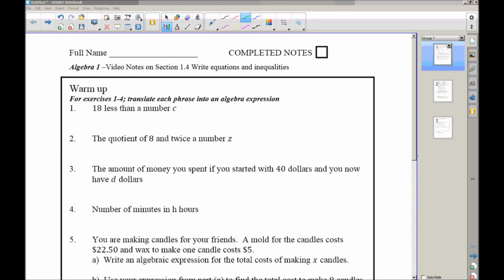Hello, welcome to section 1.4, Write Equations and Inequalities. As always, you need to do the warm-up before you start the notes, but if you've already started the notes, just pause the video and come back after you've tried them all. The reason why we do this one more time is so that you can practice the kind of questions that show up on the quiz and test and not just listen to answers.